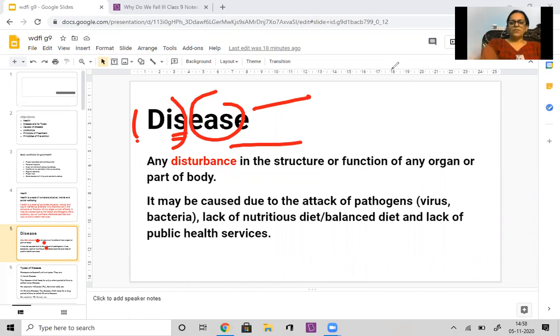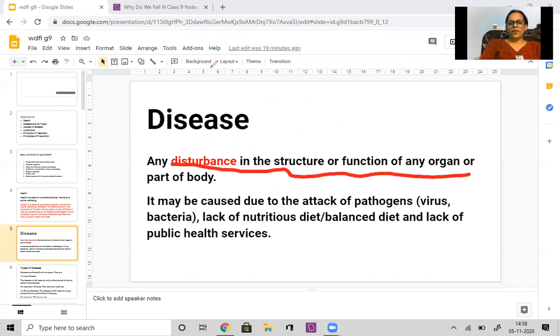First, just understand what is ease. Ease means capability to do something, right? So when a person or any organ of the person loses the capability of doing something, that is called disease. So you can see here, what is disease? Any disturbance in the structure or function of any organ or part of the body is called disease.